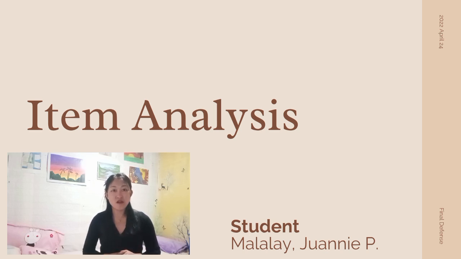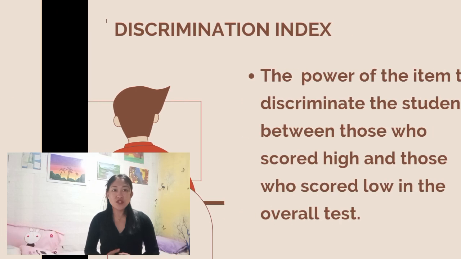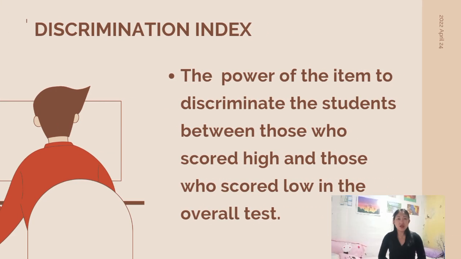This is the continuation of Ate Marjorie Macabenta's report, lesson 3.5, item analysis. Let's proceed to discrimination index. Discrimination index is the power of the item to discriminate between students who scored high and those who scored low in the overall test. Whether your score is high or low, there's always a discrimination.